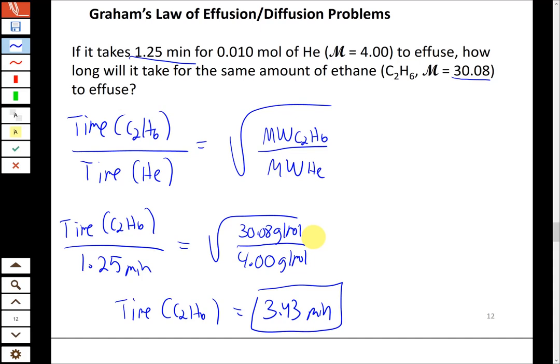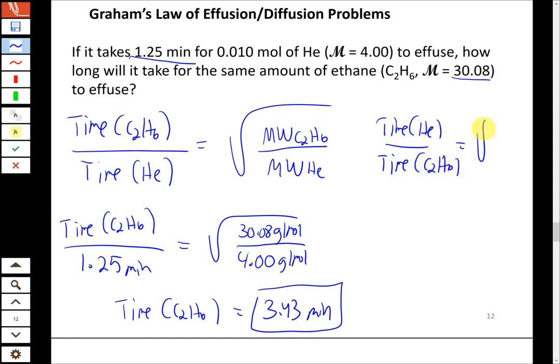Yep. How do you know which gas to put on top in the ratio? So it turns out it doesn't matter. You just have to make sure that however you set it up, you make sure that the other side of the equal sign is set up correctly as well. So we could have written this also in this way. We could have done the time for helium over the time for C2H6.